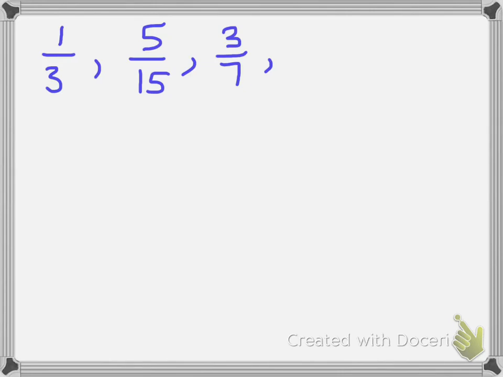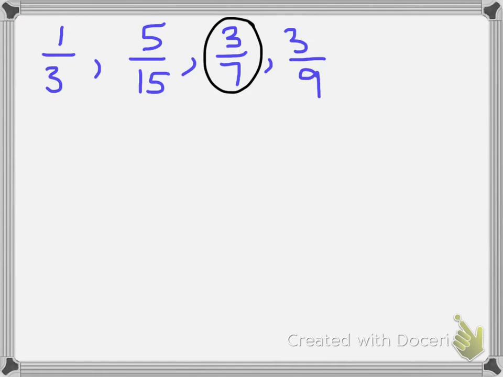So question 3 wants you to cross out the fraction that is not equivalent to the other 3. So we have 1/3, 5/15, 3/7, and 3/9. Well, right off the bat, I can tell which one is not going to be equivalent. I know that 3/7 cannot be equivalent.